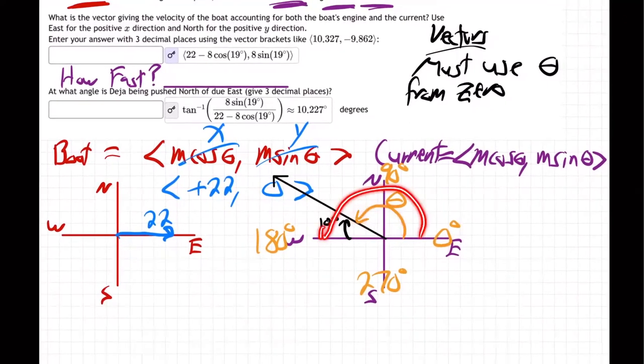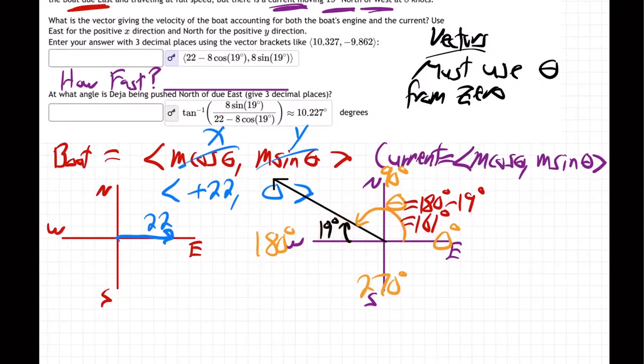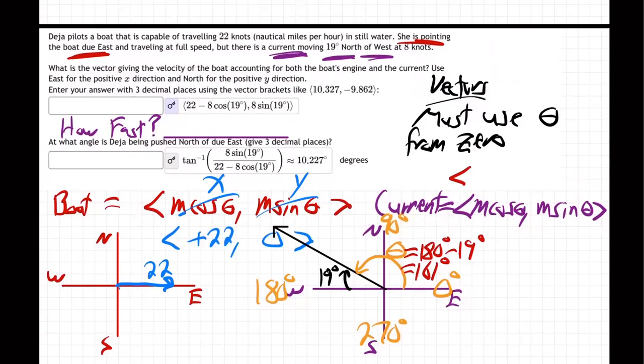Well, 180 would be all the way to there, back up 19, huh? See that? It's going to be 180 take away 19, 161 degrees. That's got to be 161 degrees because all the way to here's 180, back up 19, that's got to be 161 degrees. So then our current vector is going to be m, which is the magnitude. What is that? 8 knots. So it's 8 knots cosine 161, comma, 8 sine 161. There we go. There's the current vector.